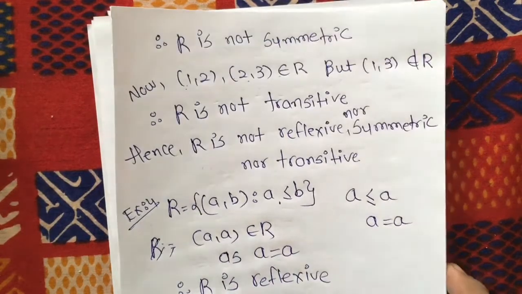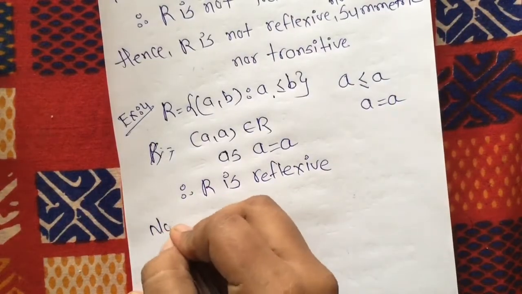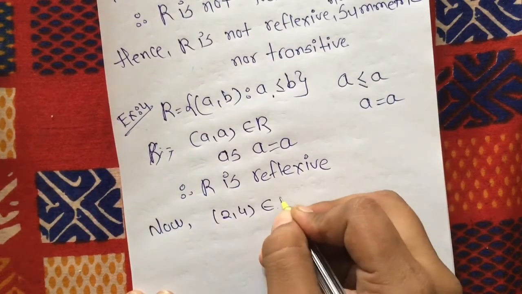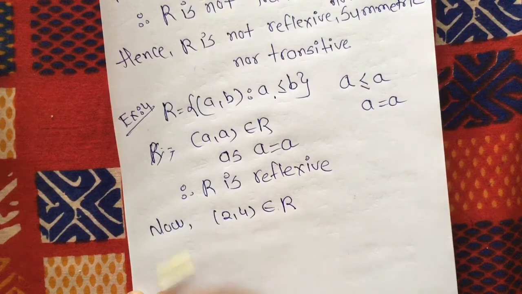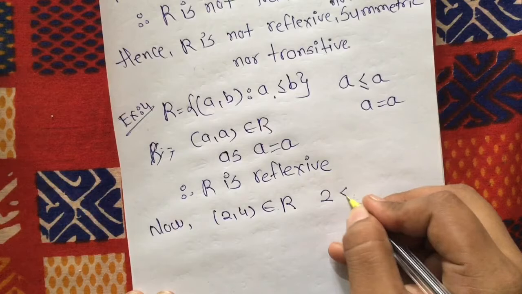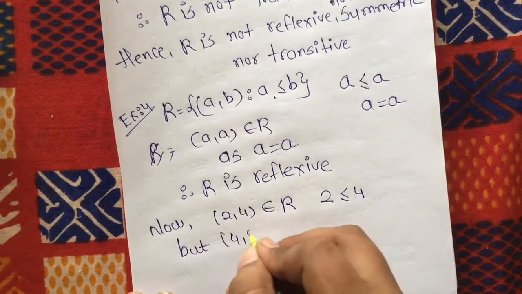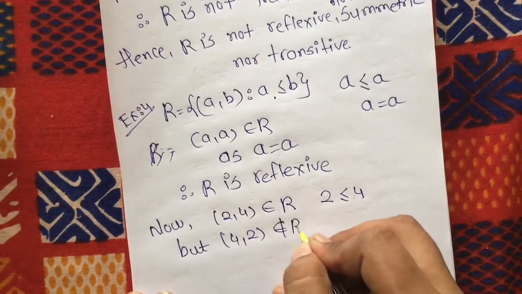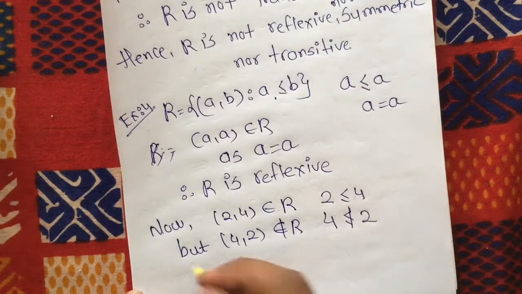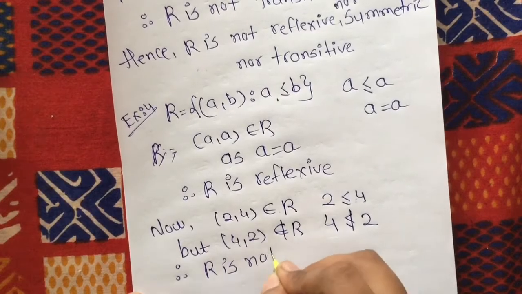और अगर ये उसका less than है, if we are now taking (2, 4) belongs to R, because 2 is less than or equal to 4, but (4, 2) does not belong to R as 4 is not less than or equal to 2. Therefore, R is not symmetric.